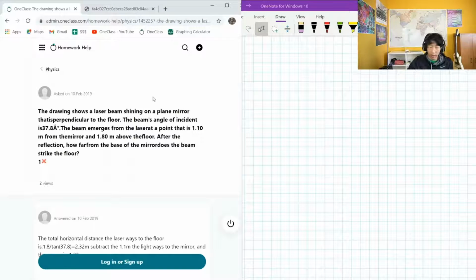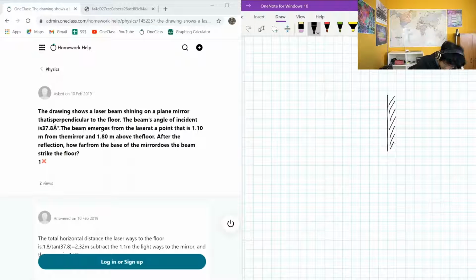Okay, so here we have the next question that we have on the menu today. It is asking us about the drawing. Well, we don't have the drawing, so we're going to have to imagine based on this information. The drawing shows a laser beam shining on a plane mirror that is perpendicular to the floor. Let's actually draw this as we read so we can keep in mind what is going on. So it mentions that we have a mirror. Let's make this our mirror representation. And they mentioned that the mirror is perpendicular to the ground.